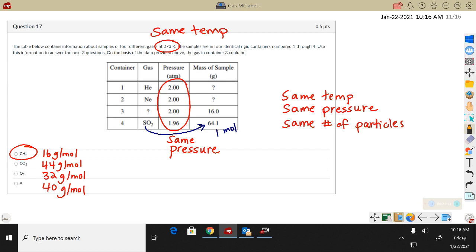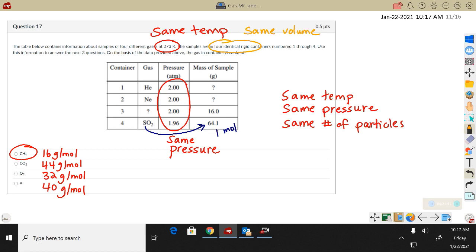so here's the deal. We have identical containers, which must mean that they have equal volumes. Identical containers would have the same volume. And they're at the same temperature. And I look on the table and they have about the same pressure. So equal volumes at the same temperature and pressure must contain the same number of particles.